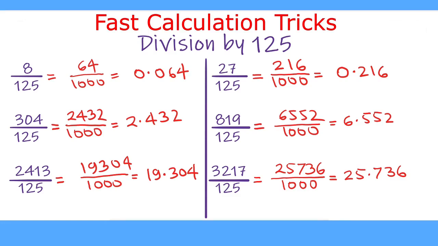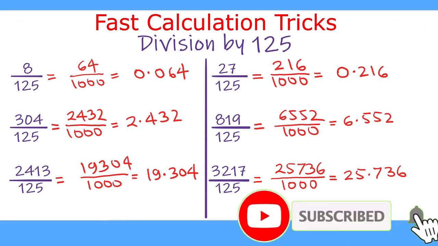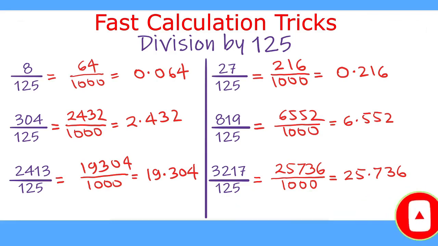Multiplication is always easier than division. That's why we are multiplying it by 8 rather than dividing it by 125. So we multiply it by 8, then we divide it by 1000. This way our calculations become easy. These are the short tricks of division by 125.